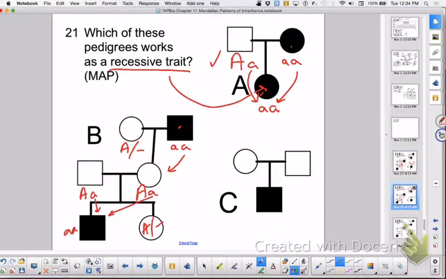So if you were a geneticist, somebody could come to you with an inheritance pattern and you could differentiate, well, this would work with a dominant or a recessive trait. Well, this would only work with a recessive trait. You see what I'm saying?